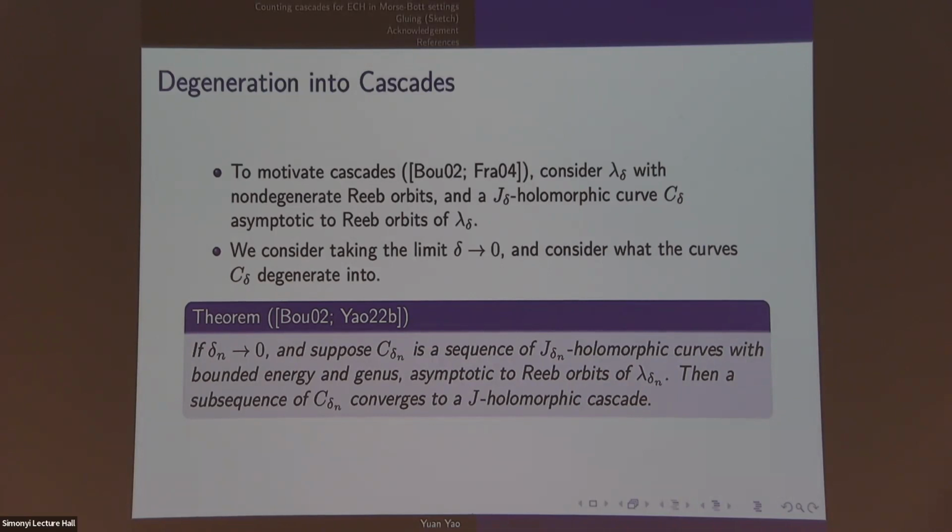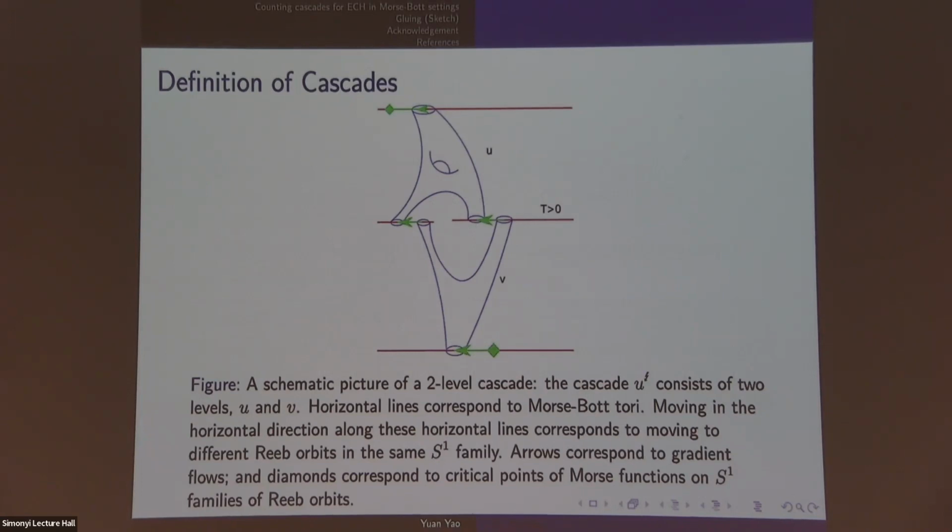Okay, where was I? So what is a J holomorphic cascade? The brief definition is a holomorphic building, where the adjacent holomorphic curves have ends that don't necessarily match, but they match after you take a gradient flow line. So let me show you a picture. So this is a 2-level cascade.